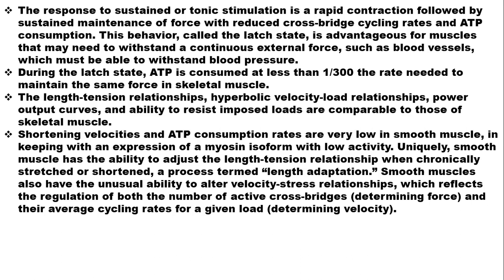The length-tension relationships, hyperbolic velocity-load relationship, power output curves, and the ability to resist imposed loads in smooth muscle are comparable to those of skeletal muscle. Shortening velocity and ATP consumption rates are very low in smooth muscle. There is another property of the smooth muscle that is unique, that is length adaptation: the ability to adjust the length-tension relationship when chronically stretched or shortened. This process is called length adaptation.